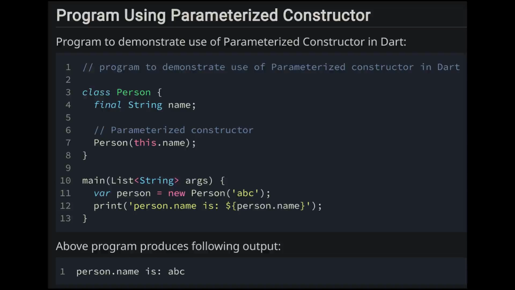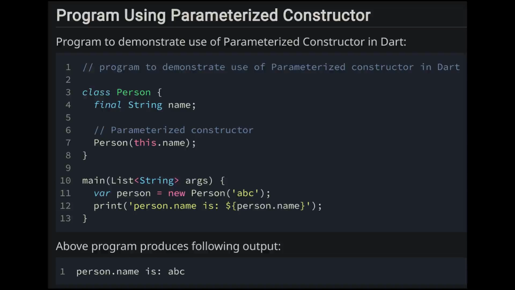The program given on our screen demonstrates the use of parameterized constructor in Dart. On line 3 we have a class named person. The class person has an instance variable name which is a string. On line 7 we have a parameterized constructor which is used for assigning new value to the instance variable name. On line 10 we have the main function.